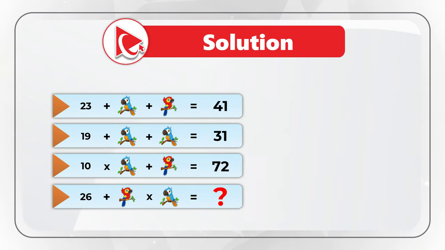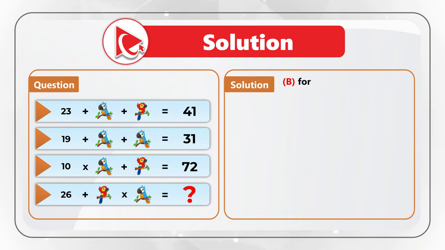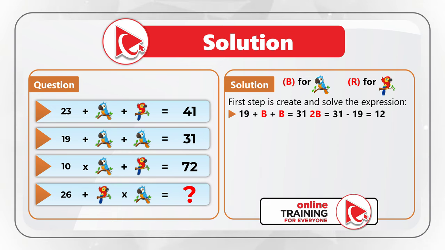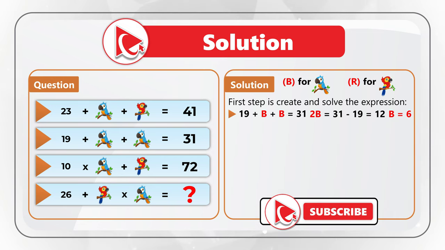For simplicity, let's create variables. We will use B for blue parrot, and we will use R for red parrot. So the first step here is to create and solve an expression. And the easiest one to solve is the second expression with two blue parrots. 19 plus 2B equals 31, which means that 2B equals 31 minus 19, which equals 12. Once we solve it, we see that B, blue parrot, equals 6.